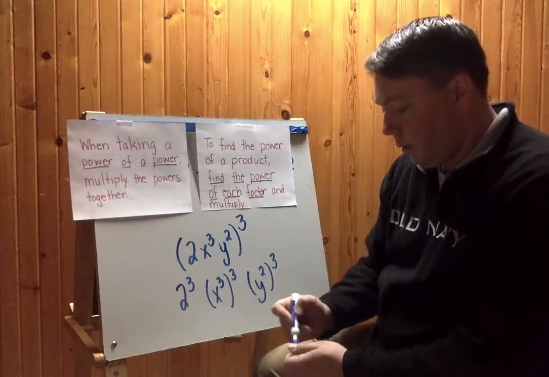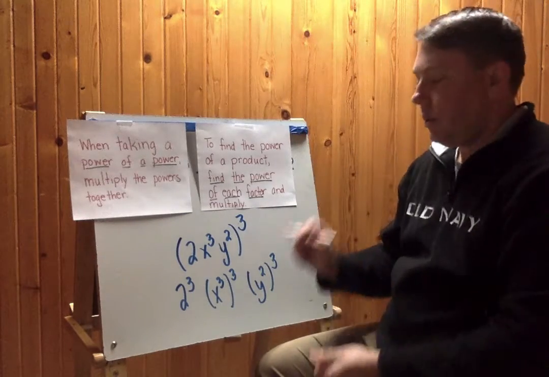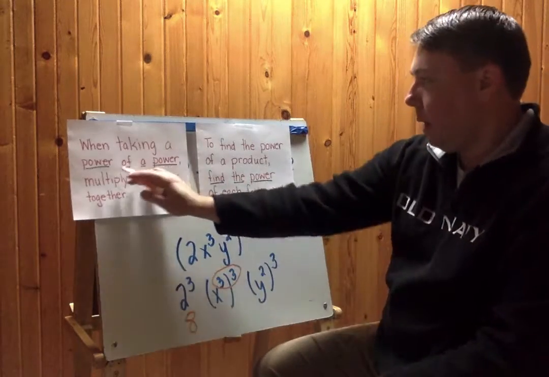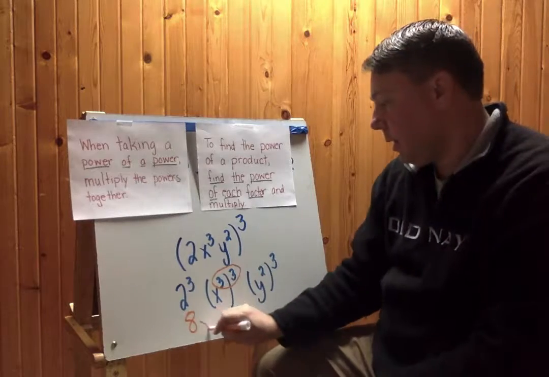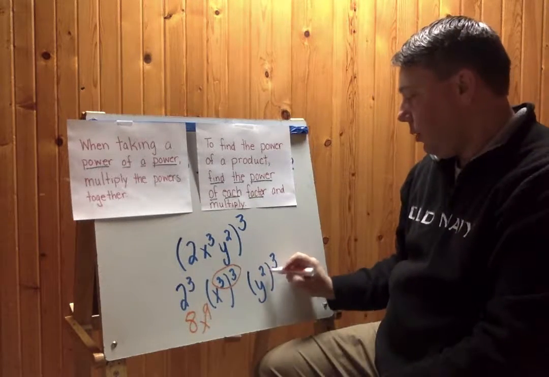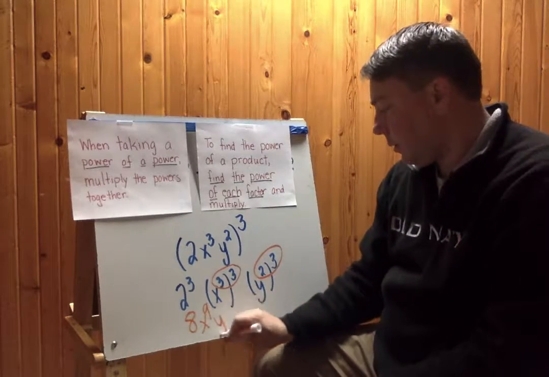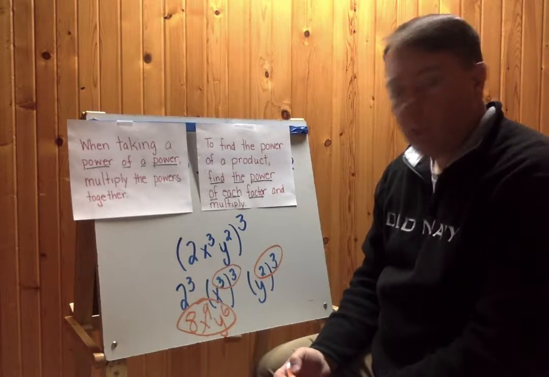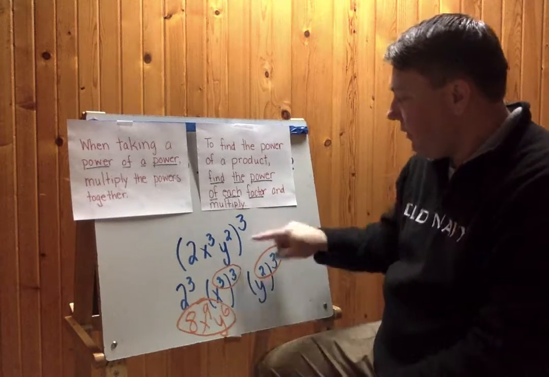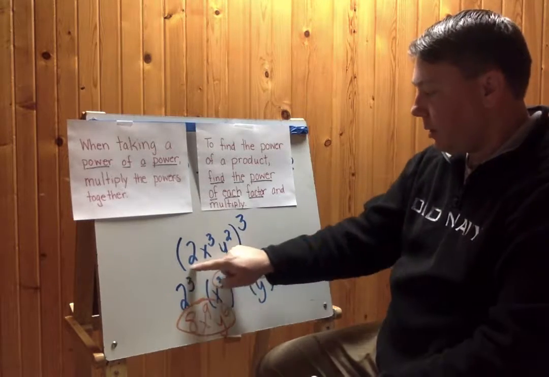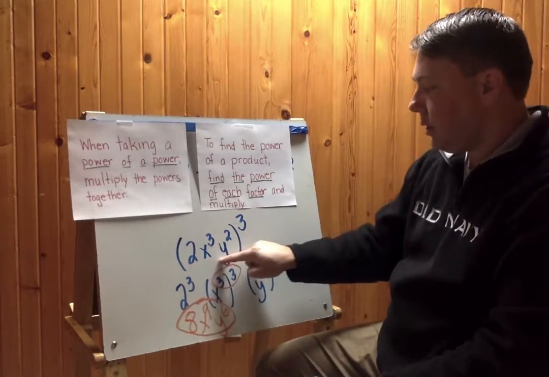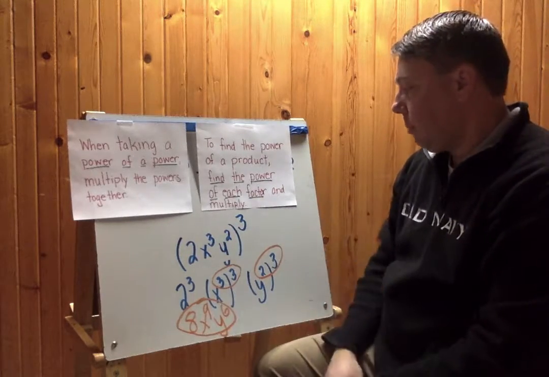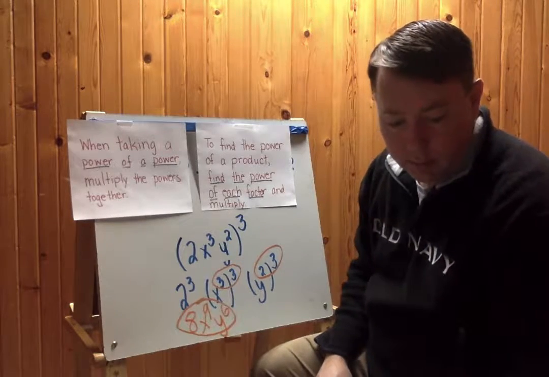Okay, so 2 to the third. I'll write the answer here in orange. 2 to the third is 8. Then x to the third to the third, you use power of a power, multiply the powers together. 3 times 3 is 9. And y squared to the third, 2 times 3 is 6. So your final answer here is 8x to the 9th y to the 6th. So every factor that's a part of this monomial is taken to that third power. It's still one term here. There's not any addition, there's not any subtraction, so we know this is all one term.